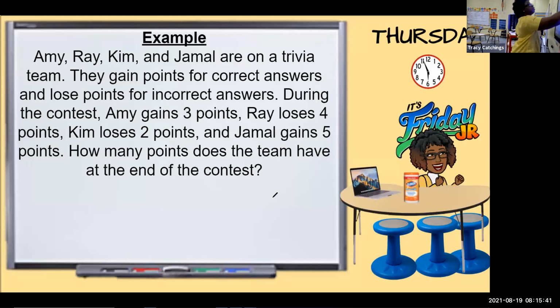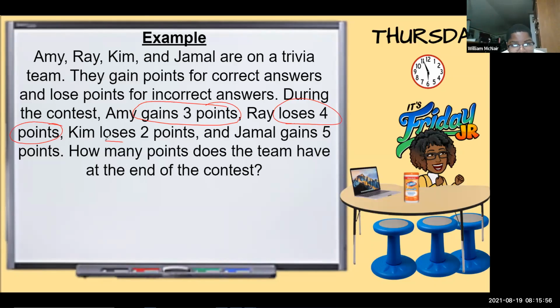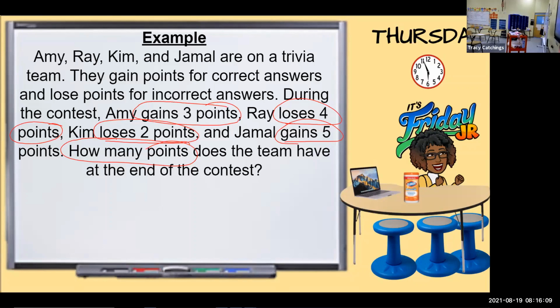Somebody unmute and give us some keywords and information. During the contest, Amy gains three points, and Ray loses 4 points, and Kim loses 2 points, and Jamal gains 5 points. And underline how many points does the team have at the end of the contest. Good morning, Kaiser. All right, thank you, William.